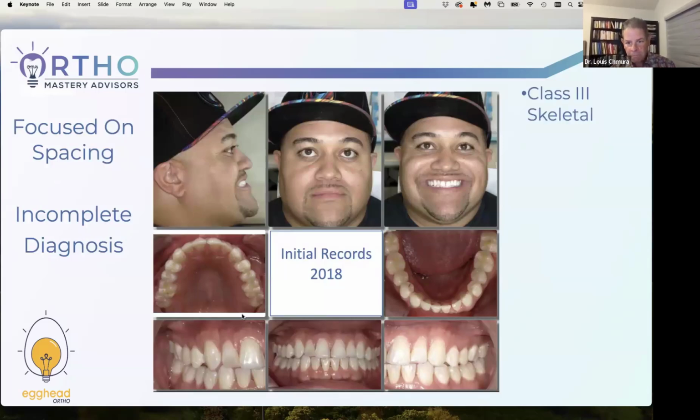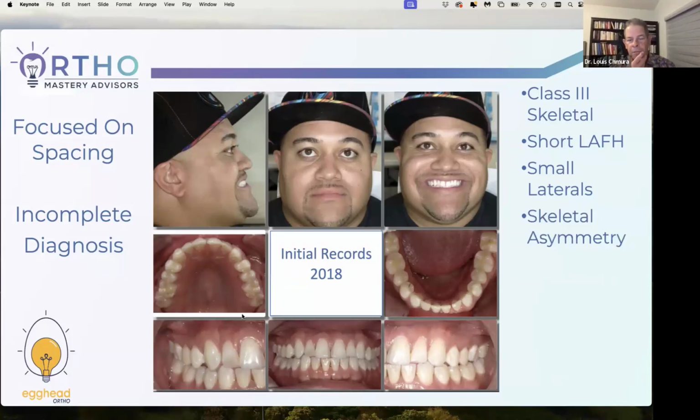Well, he's class 3 skeletal. You can't really see it from the pictures because they're bad pictures. Speaking of which, next Tuesday, I'm going to be doing a presentation on good pictures and bad pictures. If you come to that on Tuesday at 8:30, you'll see the same picture, okay? So he is class 3 skeletal. He's got a short lower anterior facial height, so he's overclosed, small upper laterals, got a skeletal asymmetry. If you look, the occlusal plane is canted, the aesthetic plane is canted, and the chin is off to his left. He's got a posterior open bite to start, which only gets worse when you close all the spaces with those small laterals.